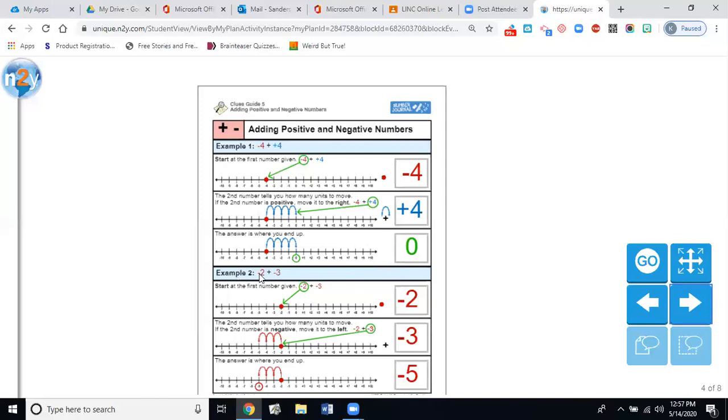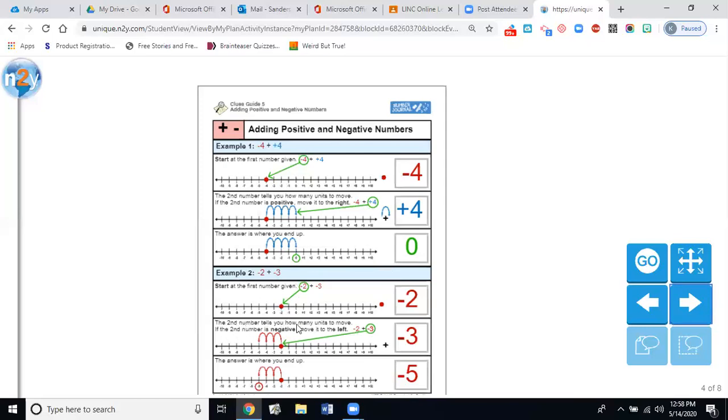Okay, so example 2 has us adding two negative numbers, -2 plus -3. Starting with the first number given, -2, that's our starting point. Okay, here we are at the -2. That's where we're going to start.